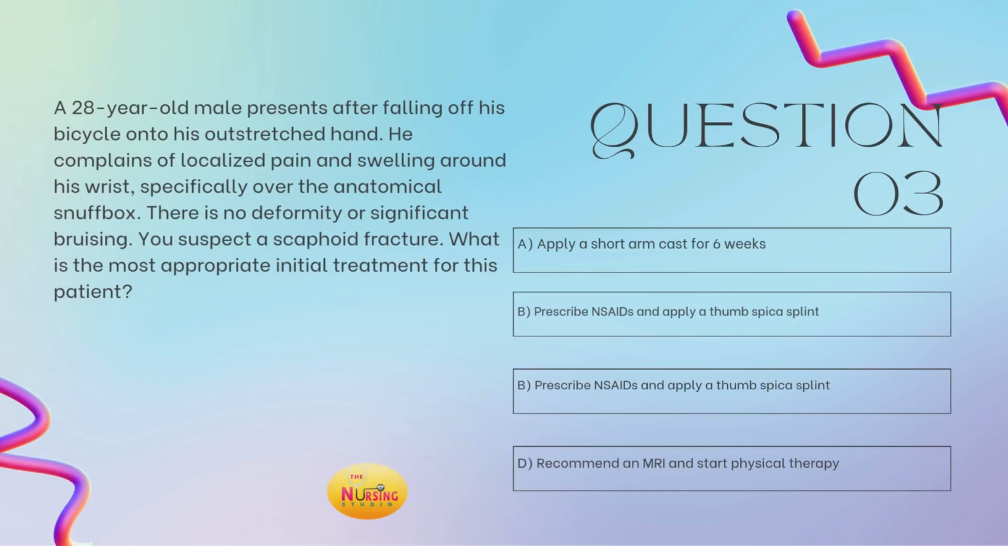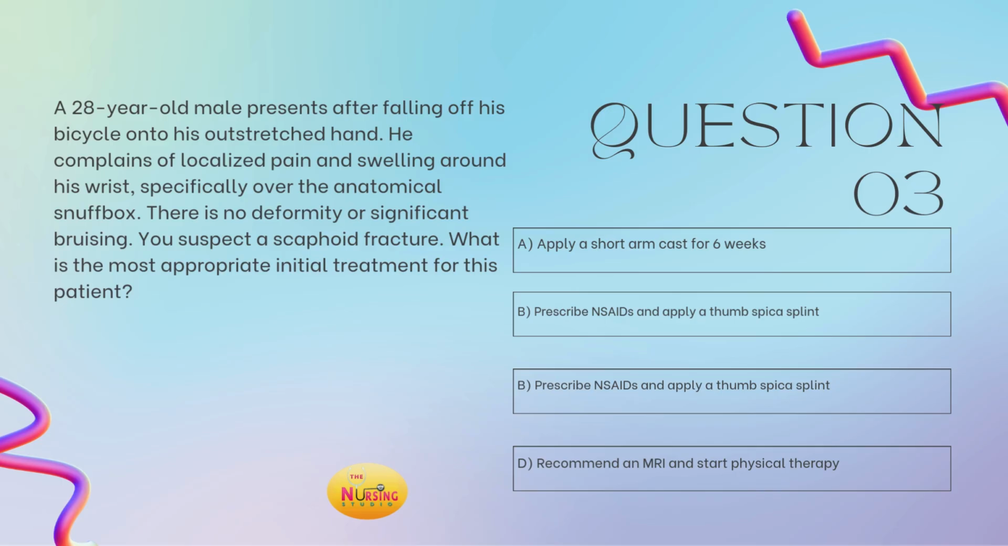All right, and question number three. A 28-year-old male patient presents after falling off his bike onto his outstretched hand. He complains of localized pain and swelling around his wrist, specifically over the anatomical snuff box. There is no deformity or significant bruising. You suspect a scaphoid fracture. What is the most appropriate initial treatment for this patient?